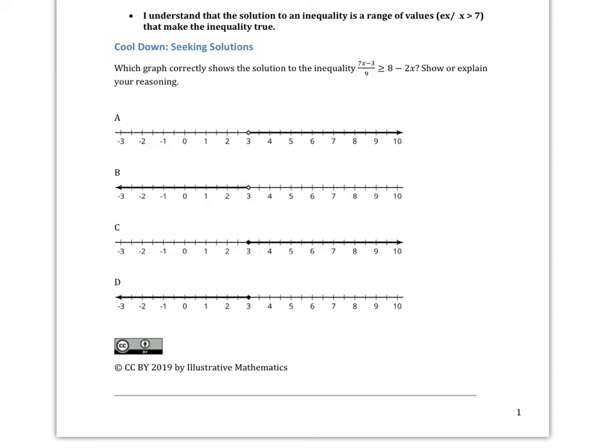So if I take a closer look at the inequality, I can see here that it's greater than or equal to. So that means I am definitely going to have a closed circle. So I can eliminate the first two right off the bat.